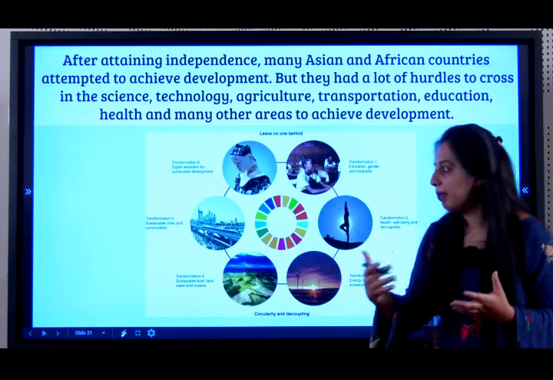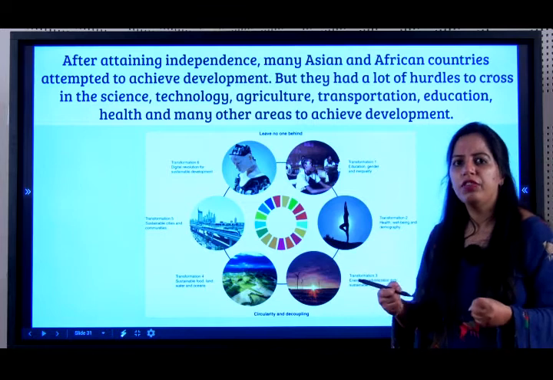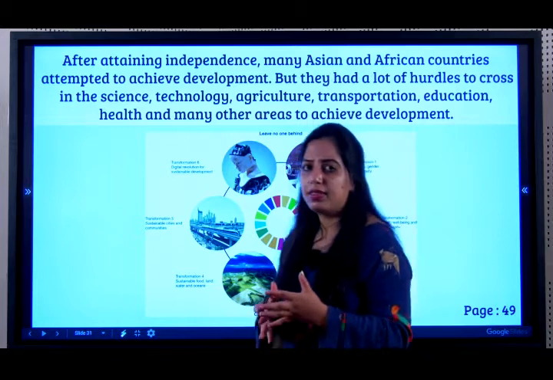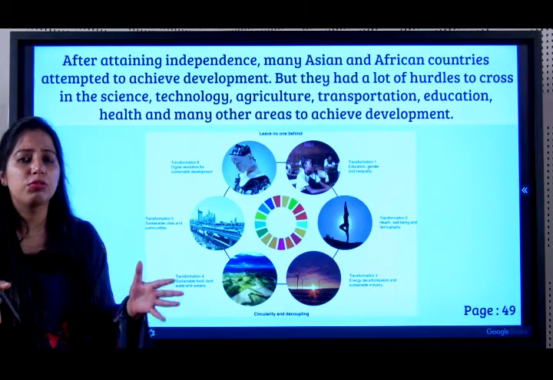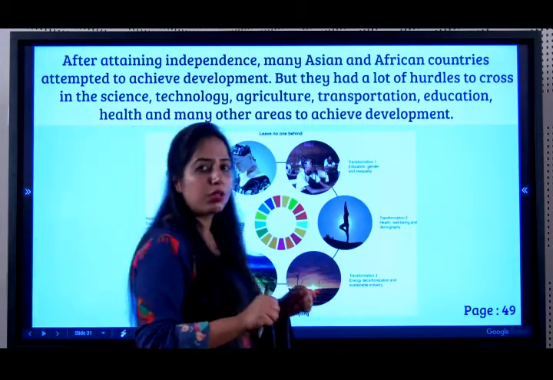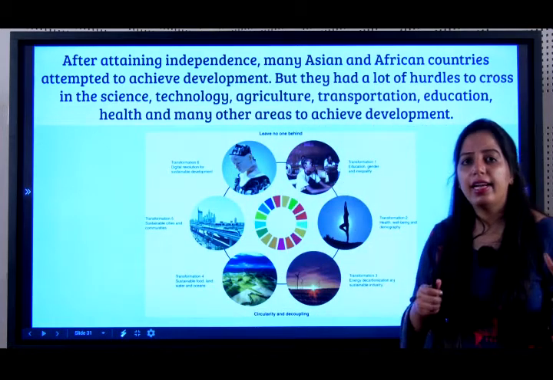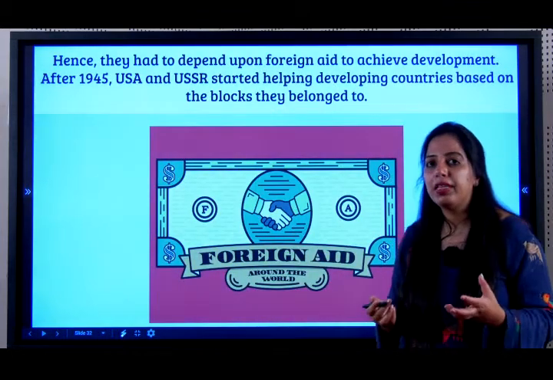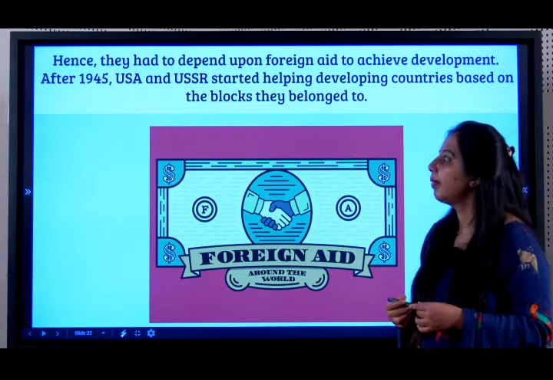After attaining independence, many Asian and African countries wanted to achieve development, but they had a lot of hurdles. They didn't have the best of science and technology. They didn't have the best ways to do agriculture. They didn't have the most advanced means of transportation, the most skilled educational institutions and healthcare facilities and so on to achieve development. So who did they have to depend on? They had to depend on foreign aid to achieve development.